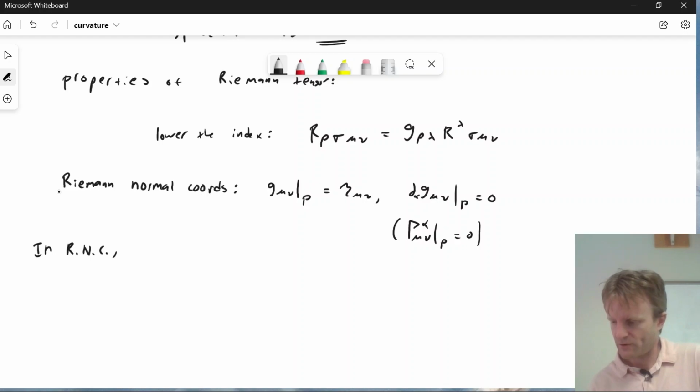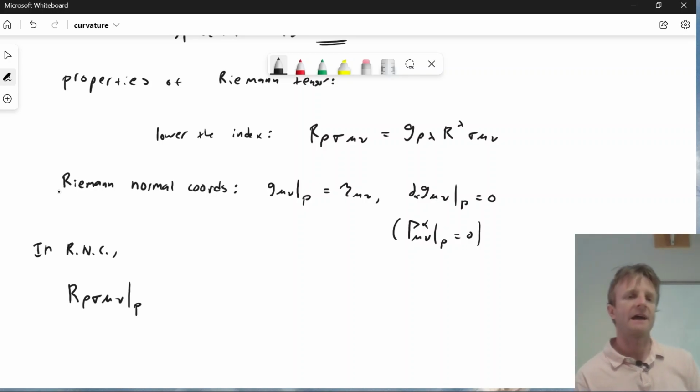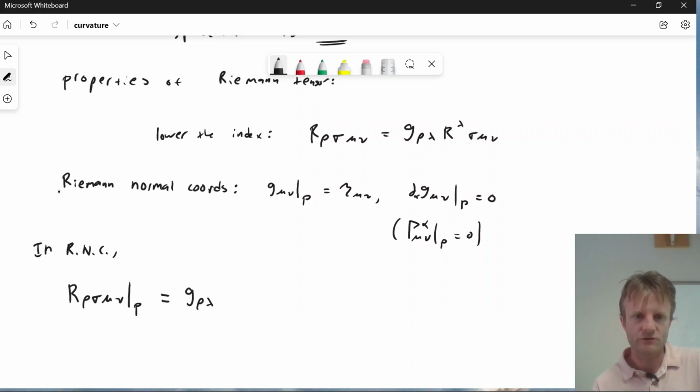So the Christoffel symbol terms will vanish at the point P, but we do have to worry about the derivative of the Christoffel symbols. So Riemann rho sigma mu nu at P in Riemann normal coordinates. If I felt like writing 100 little hats, I would put a hat over every coordinate index here to remind you this is in our special coordinate system near a point P. But this is going to be our metric, which we use to lower the index, times the formula for the Riemann tensor.